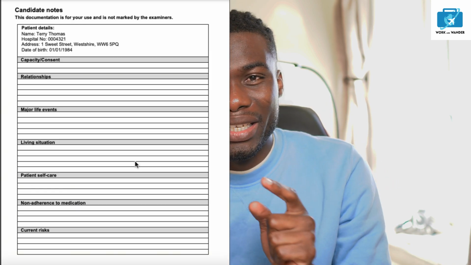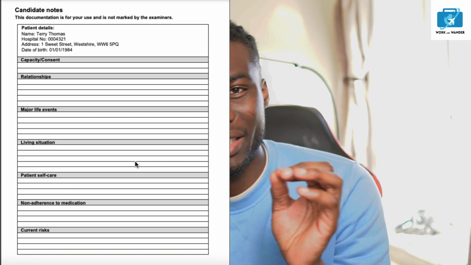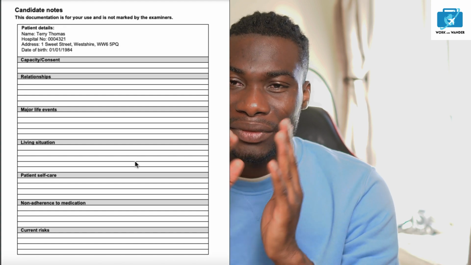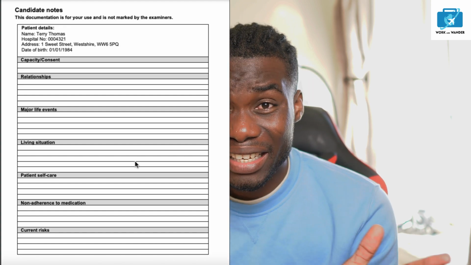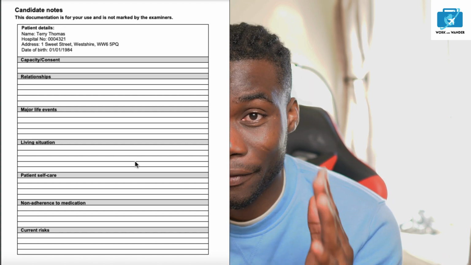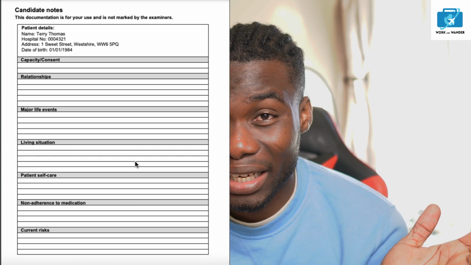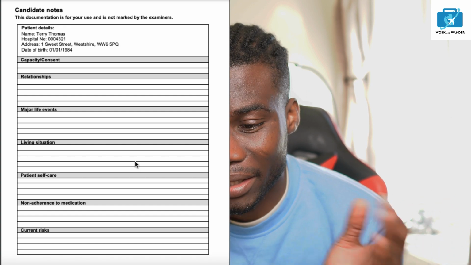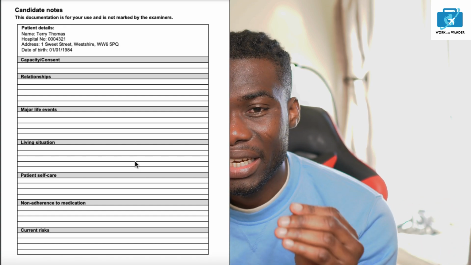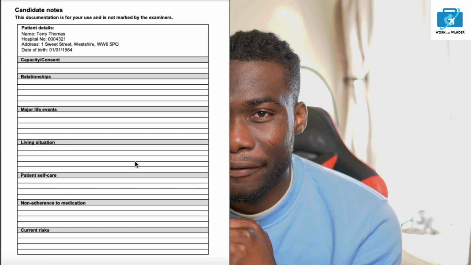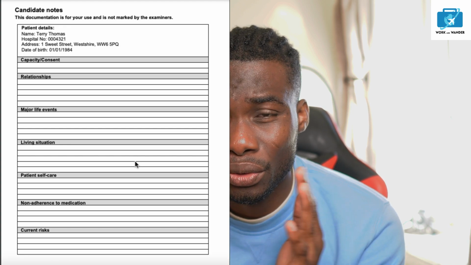But now I want us to look at the third document that will be given to you, which is the candidate note. Candidate note, as the name suggests, is for you. Whatever you write on that candidate note is for you. They are not going to mark it. But interestingly, they have summarized the various topics under which they want you to ask your questions.